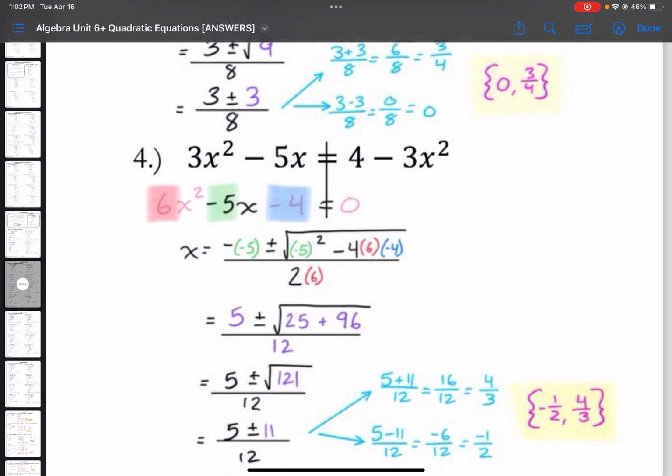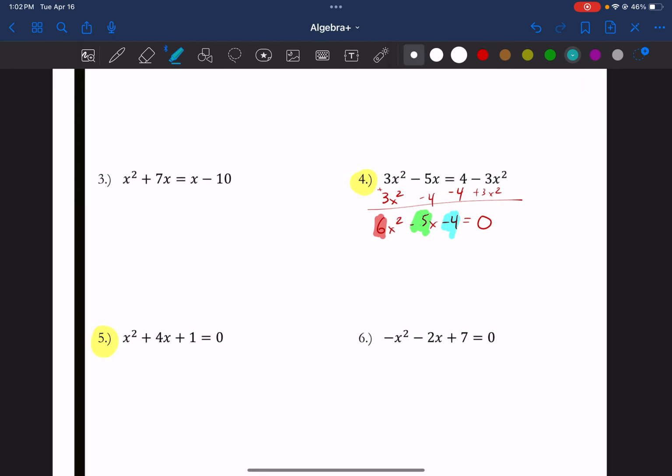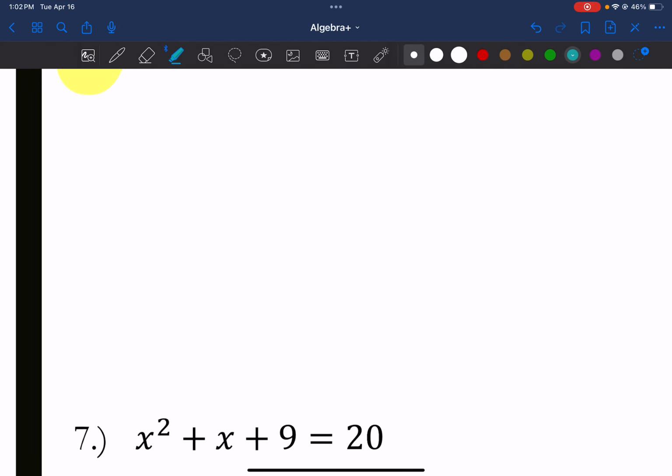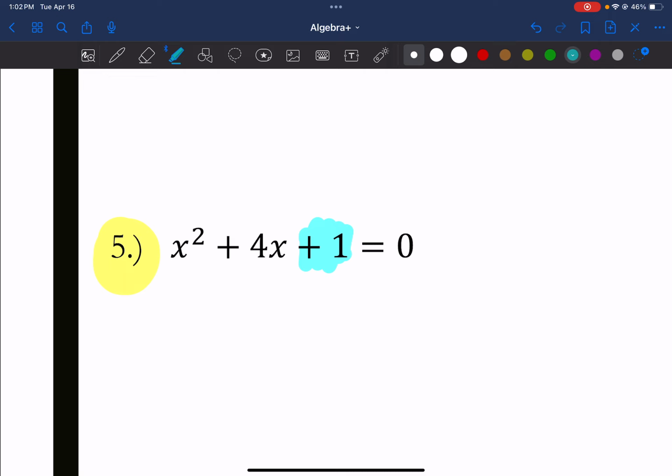Let's try one where your final answer, you end up with radicals. Let's try number 5 right on this page. Here is my C, my B, and my A.